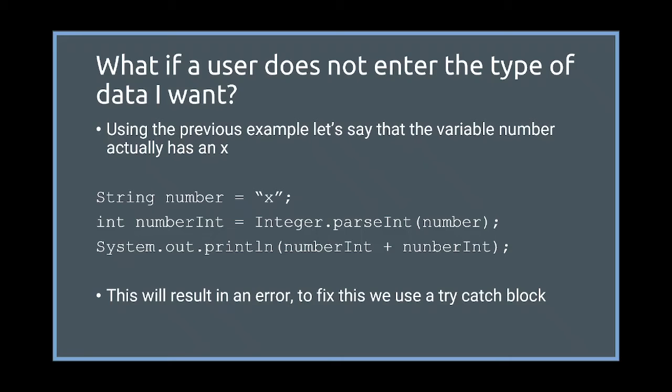We might have some issues though where the user might not enter data that we actually expect. So let's use the previous example, but actually we're starting with a string that has the letter X in. Now X can't be changed into an integer because it's not a number. X is a letter. So we would get an error here and this final line wouldn't work.